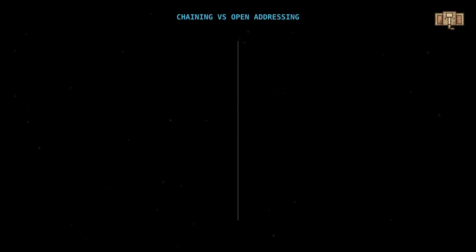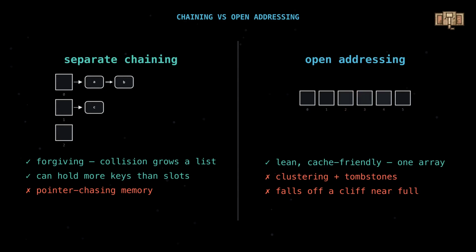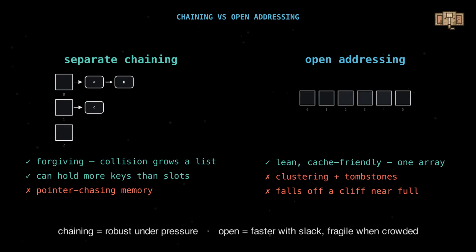So hold the two cures side by side. Separate chaining is forgiving: a collision just lengthens a list, it can hold more keys than slots, and deletion is a clean snip, so it tolerates a fuller table. Open addressing is lean and cache-friendly, one tidy array, but it suffers clustering, needs tombstones to delete, and falls off a cliff as it nears full. The one-line summary: chaining is robust under pressure, while open addressing is faster with slack but fragile when crowded.